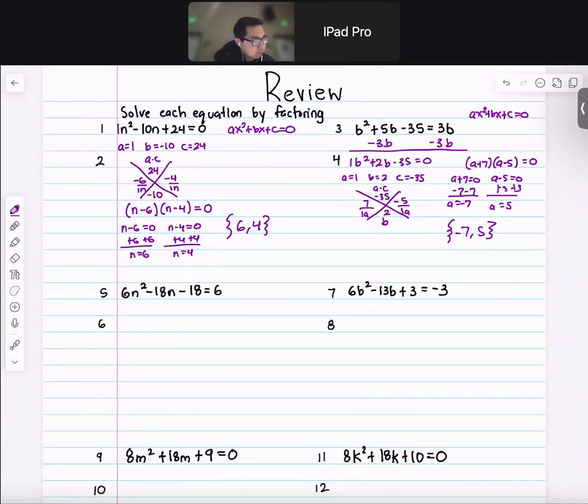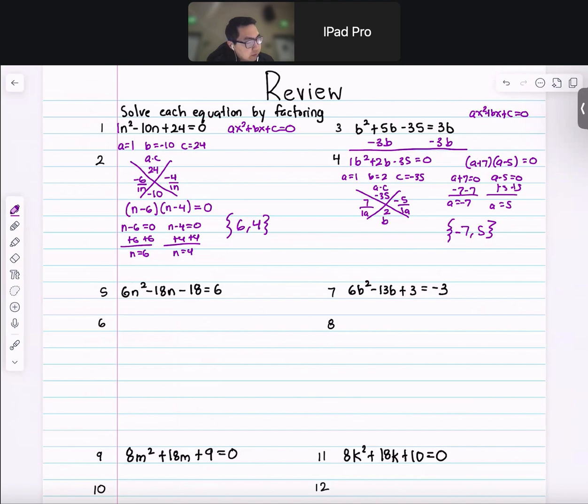This next one. Okay, question number 5. Now remember, when you guys are solving by factoring, you need to set the equation equal to 0, right? So we need to subtract this 6 over to the left-hand side. 6n squared minus 18n minus 24 is equal to 0. Now, when we solve and we factor, right? First of all, I notice all of these can be factored out by 6. So we have a GCF of 6.